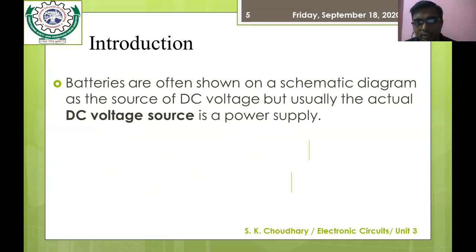So first of all, we have to introduce what regulators and power supplies actually are. Batteries are often used on a schematic diagram. When you draw the schematic diagram of any electronic circuit, we always put the symbol of a battery there. Batteries are often shown on the schematic diagram as a DC voltage source, but usually the actual DC voltage source is a power supply, a regulated power supply.